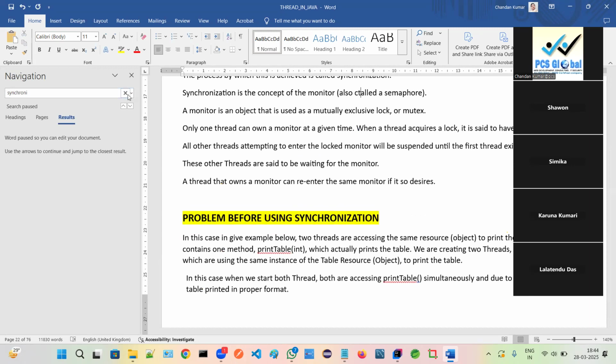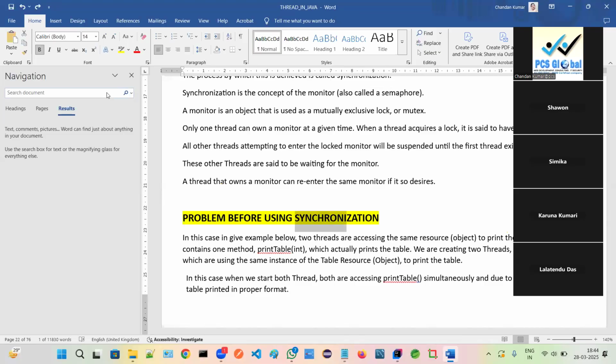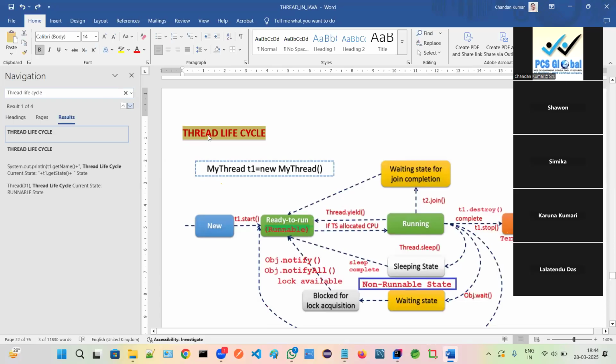Thread life cycle. So this is what thread. Okay, let me stop.